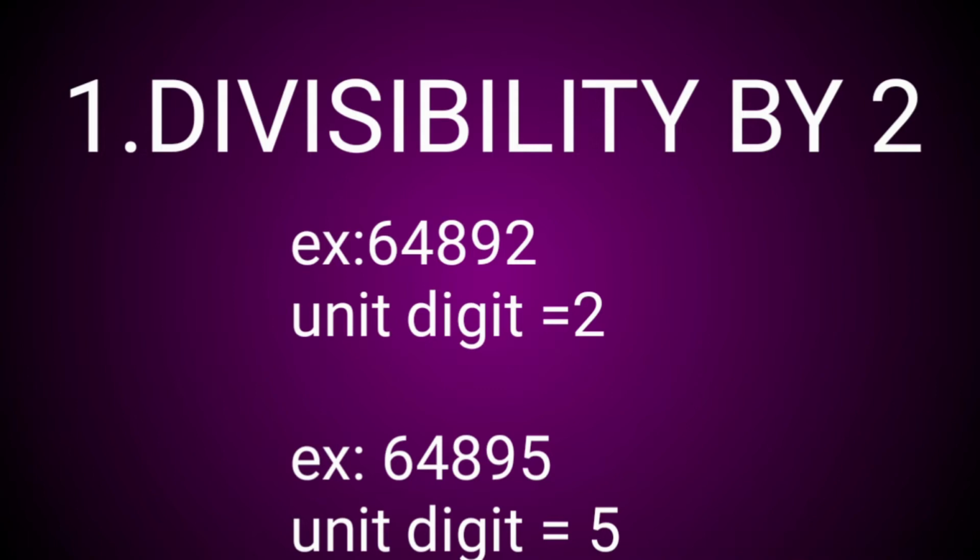Let us take one example. 64892. Here the unit digit is equal to 2. So this example is divisible by 2. Let us take another example. 64895. Here the unit digit is equal to 5. So it is not divisible by 2.